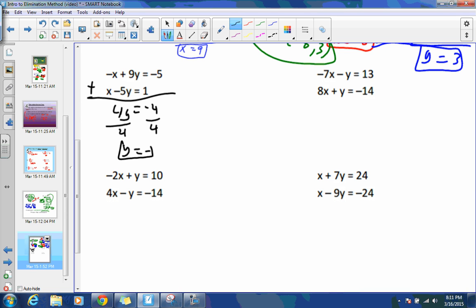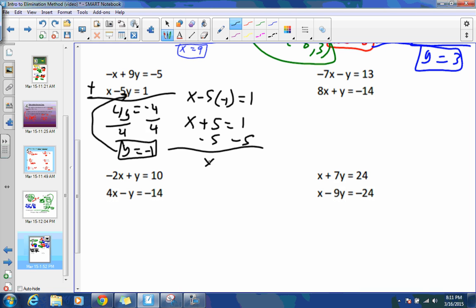Okay, let's take that y, plug it back in right there. So we have x minus 5 times negative 1 equals 1. We're going to go from there. This minus 5 times negative 1, the negatives become plus, and then 5 times 1 would be 5, so x plus 5 equals 1. Subtracting 5 from both sides, you end up with x equals negative 4. So our solution for this one here is negative 4, negative 1.